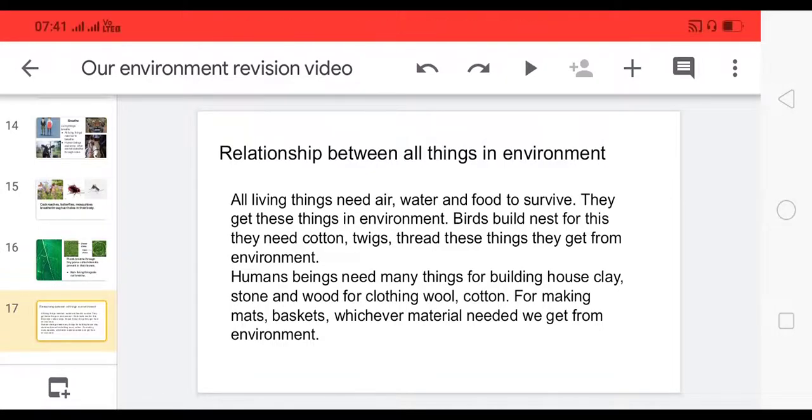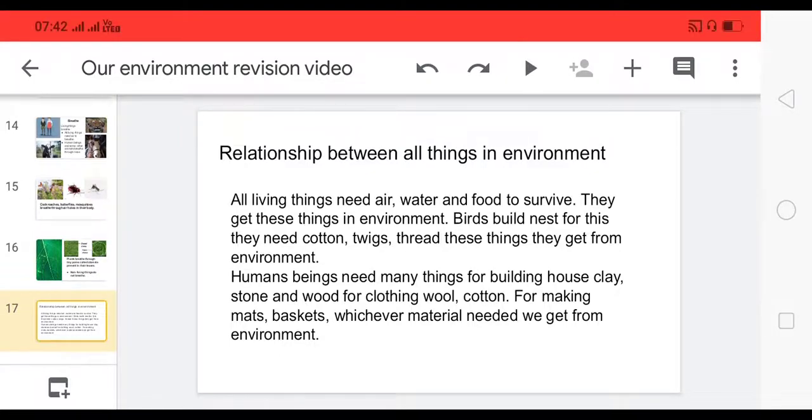See, children, in our environment, all living things need air, water, and food to survive, and we get all these things in our environment. For example, birds build their nests. For building their nests, they need cotton, twigs, thread, so many things, and they get all these things in the environment only. And some animals live in ready-made shelters like lions and tigers. They live in caves, and it is present in the environment. It means they are also getting their shelter in the environment only.